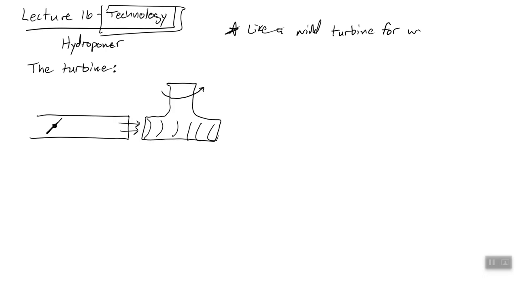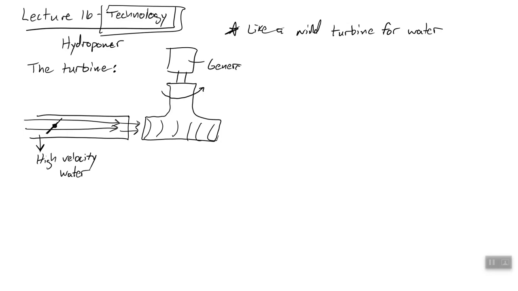But for water. Okay, so water comes in through this pipe. It's at high velocity, so we have some high velocity water. And it impacts this impeller, causing it to spin. This is connected to a shaft, which is connected to a generator. And so this generator, the spinning shaft, is generating electricity, which then leaves the system.